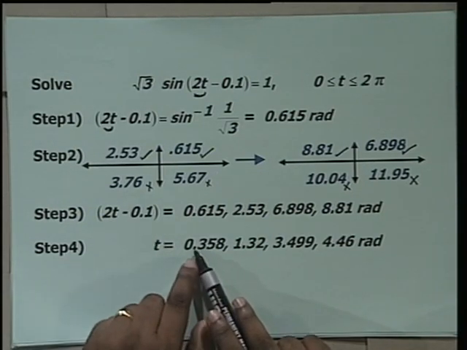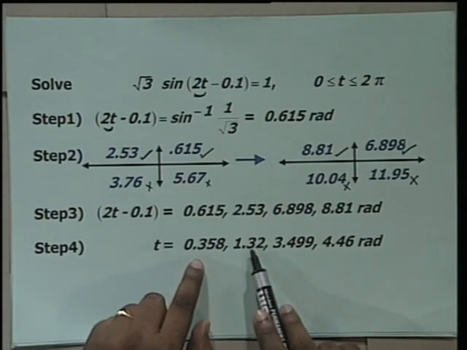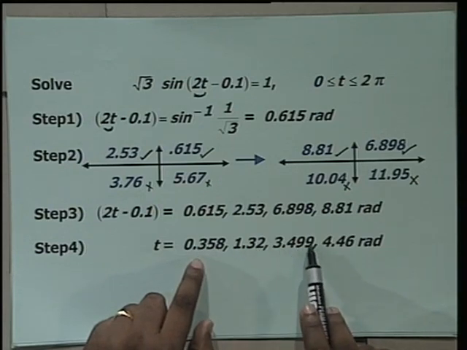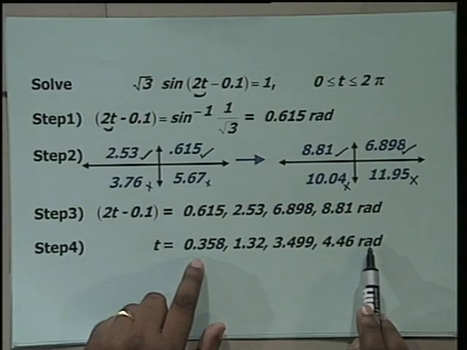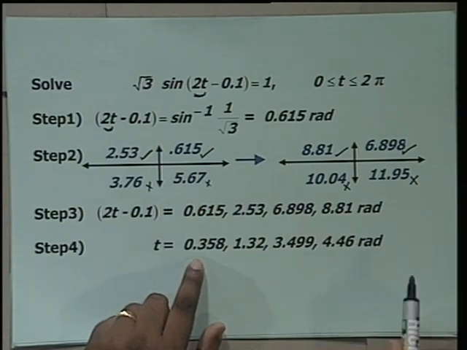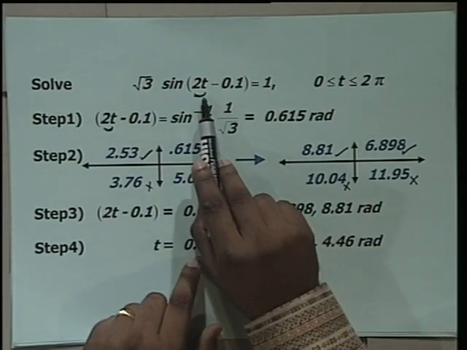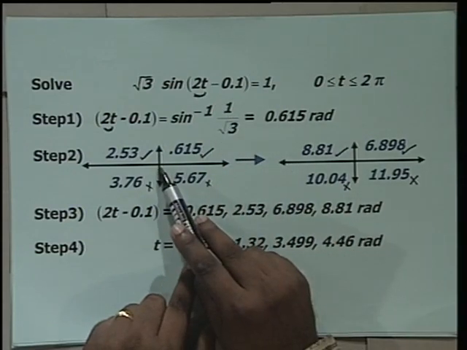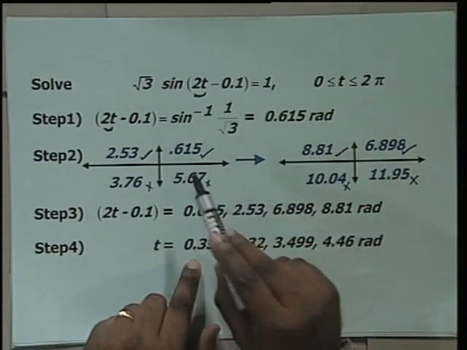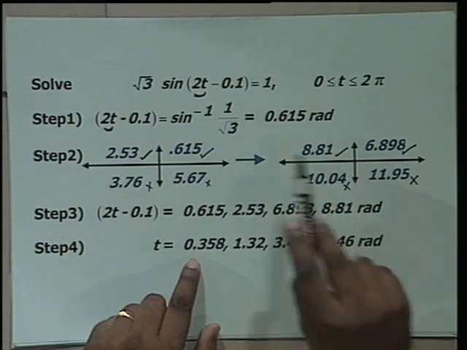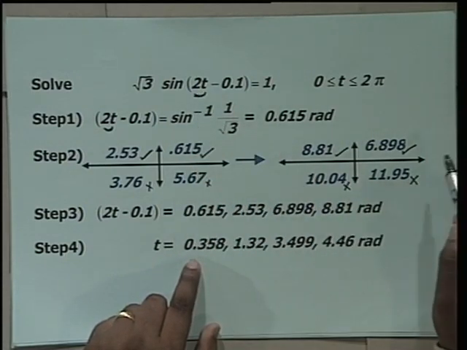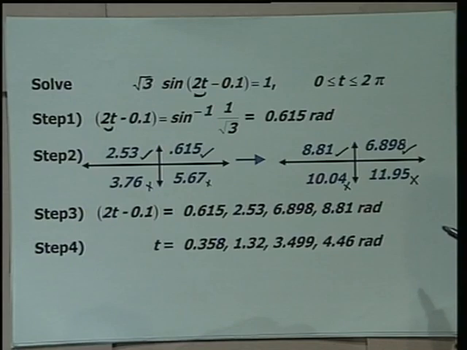We send the 0.1 to the other side and then divide by 2 to obtain angle t as 0.358, 1.32, 3.499, 4.46 radian. So again, since we had double angle, we took all the related angles in first turn and second turn. If we had 3t, we would have taken related angles in the third turn as well.